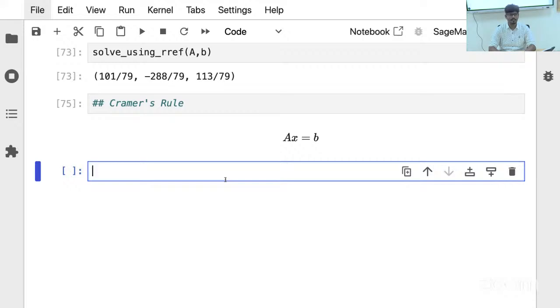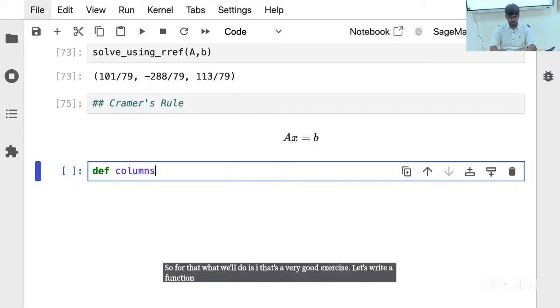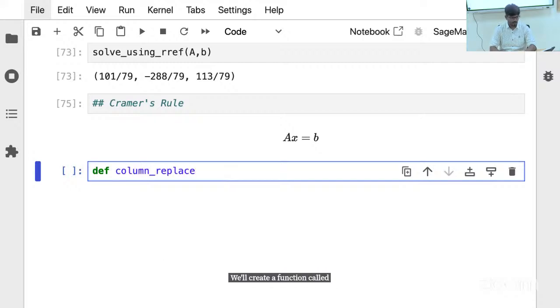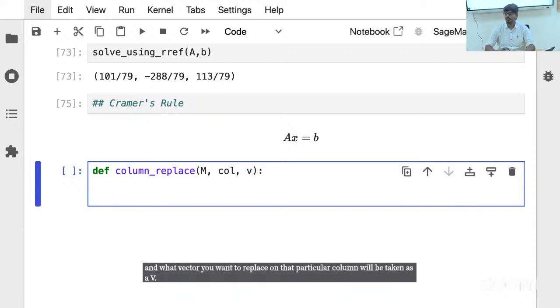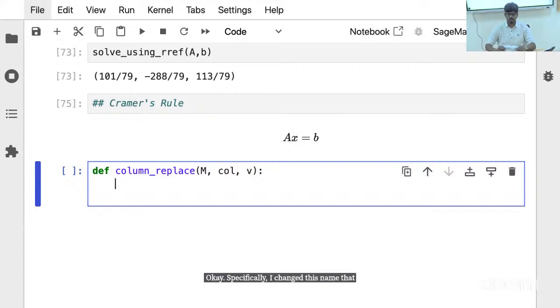There is no special function for that in SageMath. You can't directly replace the column. So for that, what I will do is a very good exercise. Let's write a function called column replace. It's going to take a matrix, the column to replace, meaning the column number, and the vector you want to replace on that particular column, which will be taken as V. I changed these names so that they should not confuse you with the A and B.